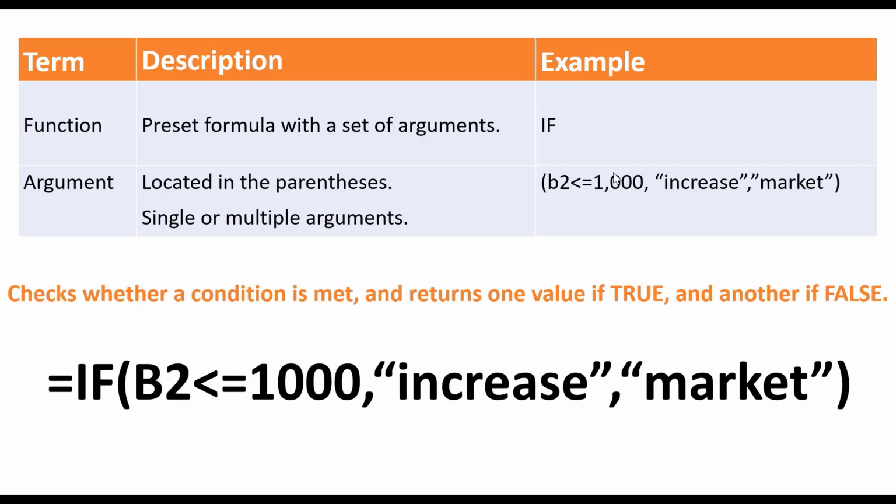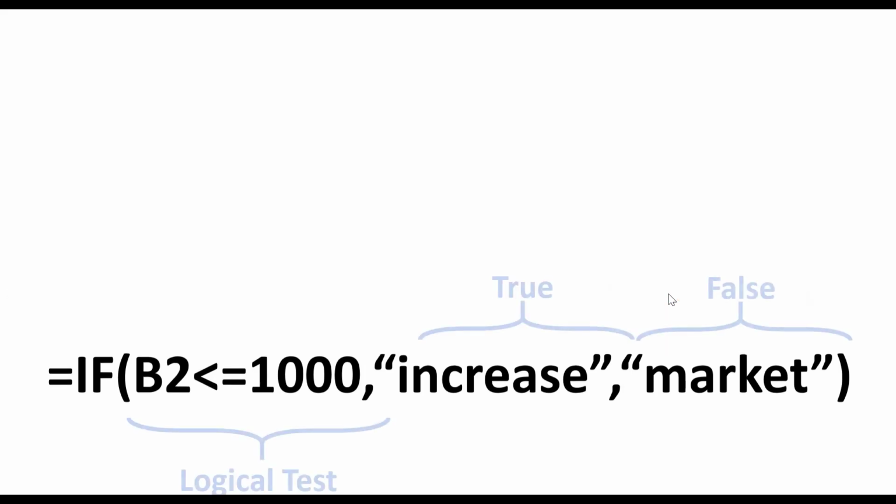So in this video and in this exercise, what we're going to do is to look at how much each unit's rent is. If it's less than 1,000, Excel is going to return increase, and if it's greater than 1,000, it's going to return the word market.